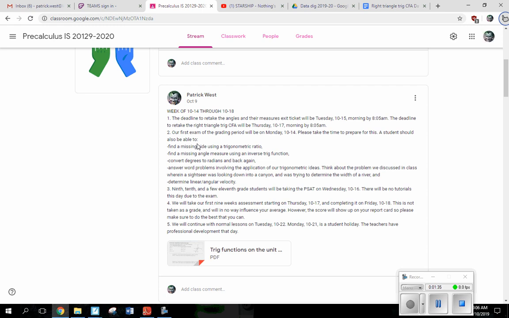You'll have to convert radians to degrees and back again. You'll have a couple of word problems like we have been looking at. You remember the one where we had the 2 triangles with the sightseer looking down into the canyon? Okay, you've got a problem like that. And then it finishes up with linear and angular velocity, which we are talking about today as well. So if you have any questions, please let me know.